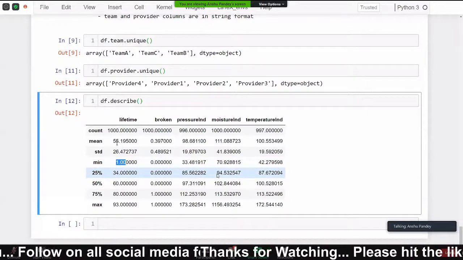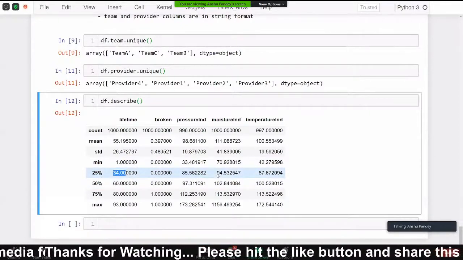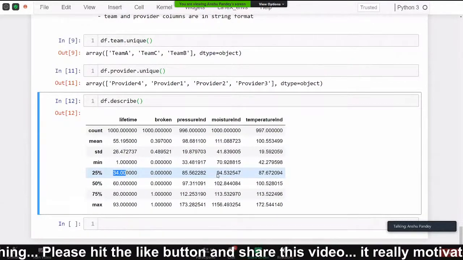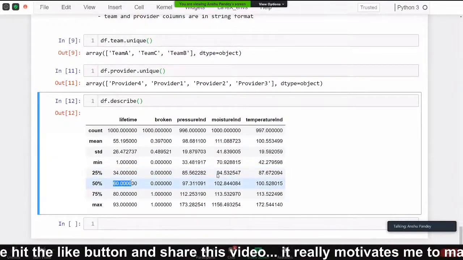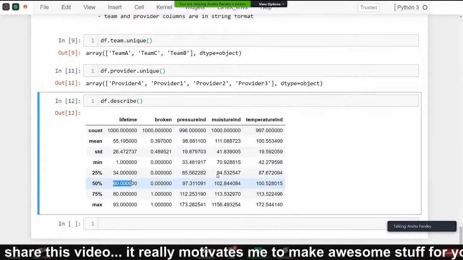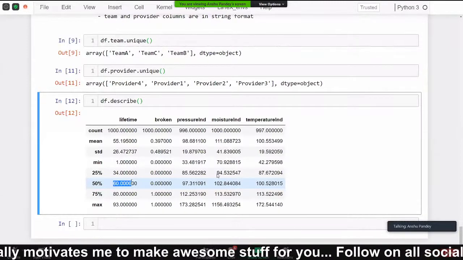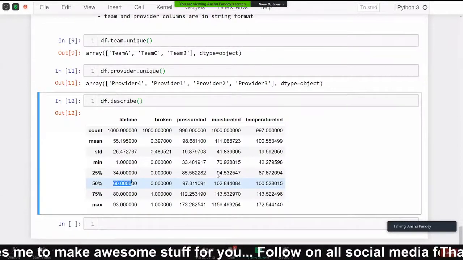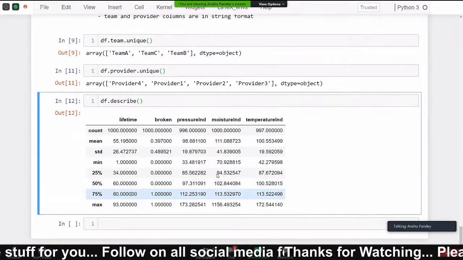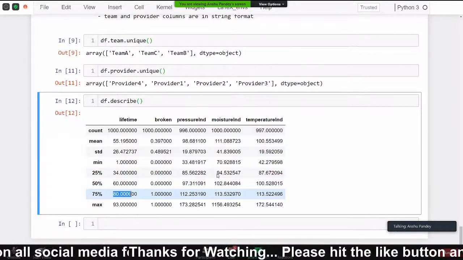All right, and 34 is, you can say, 25% of machines have a lifetime of less than 34 months. Half of the machines are less than 60 months and half of the machines are more than 60 months. That means half of the machines were purchased more than 5 years back, and half of the machines are less than 5 years old. 75% of the machines are less than 80 months old. 25% of machines are more than 80 months old.